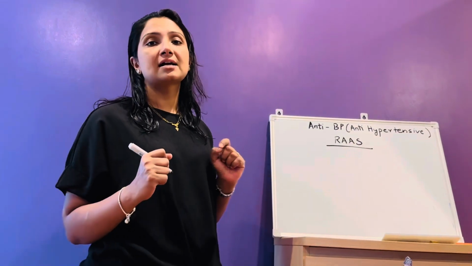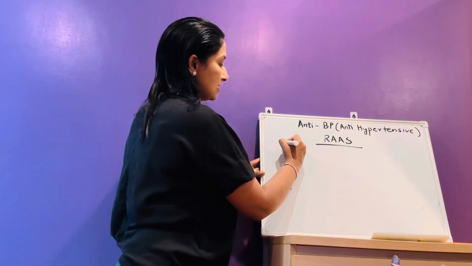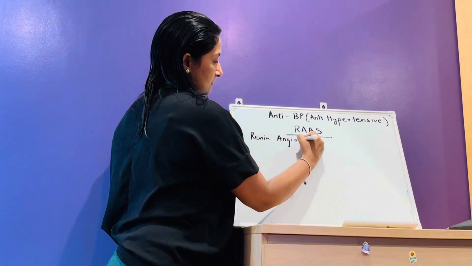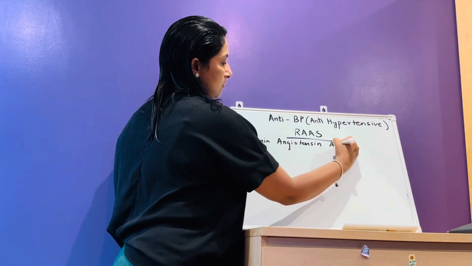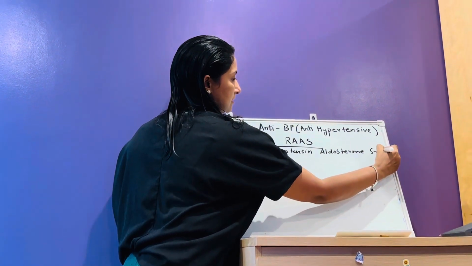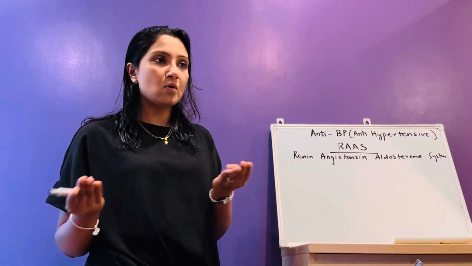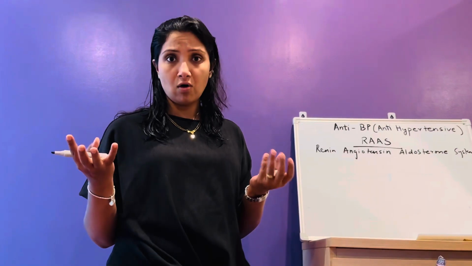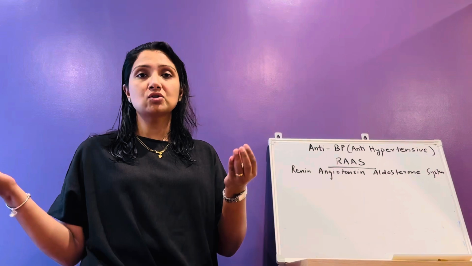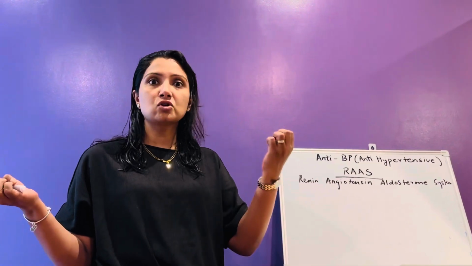So let's first understand the RAAS system. What does RAAS stand for? The renin, angiotensin, aldosterone system. The RAAS system is basically a homeostatic mechanism. It regulates the body electrolyte, the fluid volume, and the vascular resistance. So under normal conditions, it helps in maintaining the blood pressure. It prevents the blood pressure from dropping.